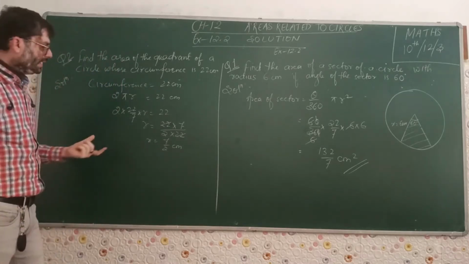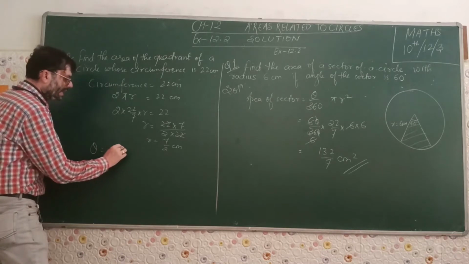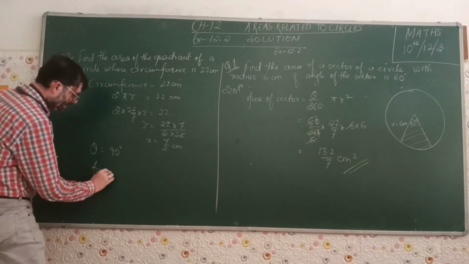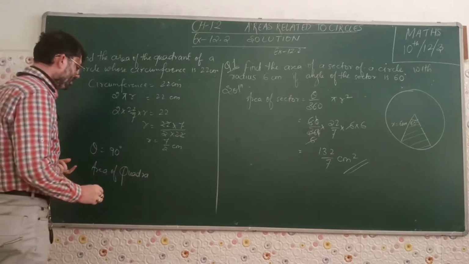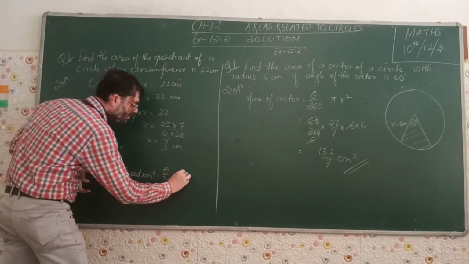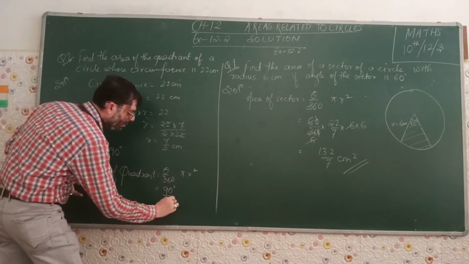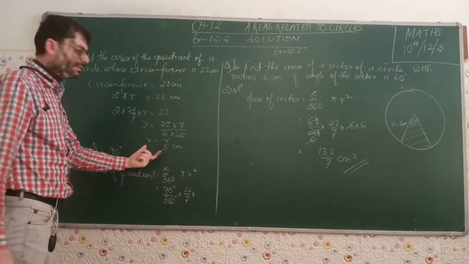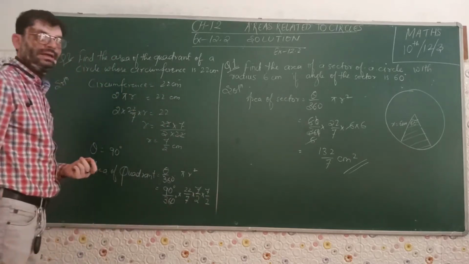Now we have got radius to be 7/2 centimeter and we have theta is equals to 90 degree for the quadrant. Now we can find the area of the quadrant. Quadrant means it's a sector with central angle 90 degrees. The area of quadrant is given by theta by 360 into pi r square. So here the theta is 90 degree. So 90 degree upon 360 degree into the value of pi is 22 by 7. And radius we have got as 7 by 2 centimeters. So this is 7 by 2 into 7 by 2. We will simplify and get the answer.